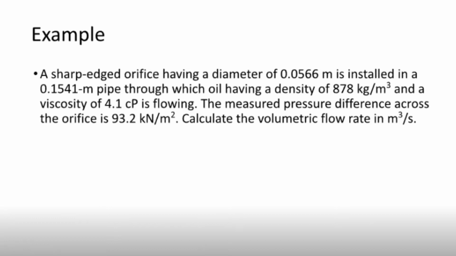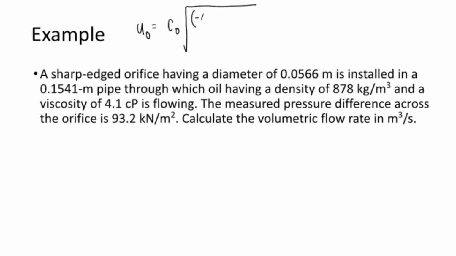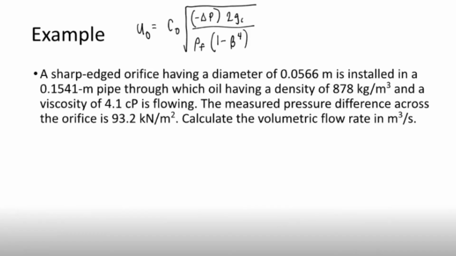Again, let us recall our governing equation for an orifice meter. That is, the velocity at the orifice is equal to the orifice coefficient C_O multiplied by the square root of pressure drop, negative delta P, times 2g_c, divided by the density of the fluid times 1 minus beta to the fourth. We are basically given everything here. We are given the diameter at the orifice and the diameter of the pipe, so we can substitute that directly into our beta. What we don't have here is our value of C sub O, or the orifice coefficient.